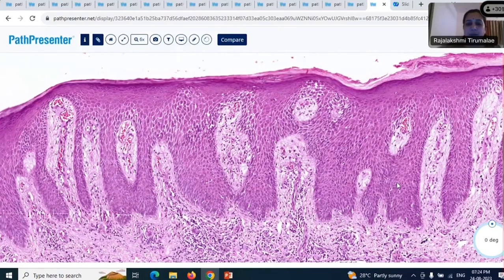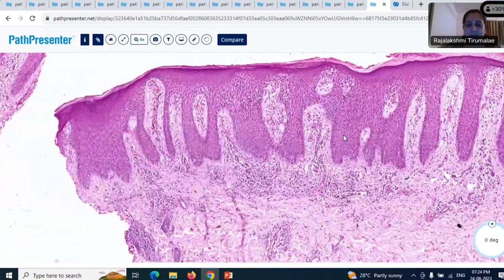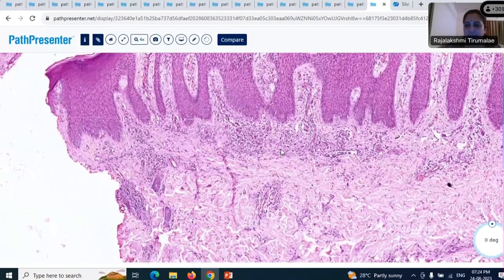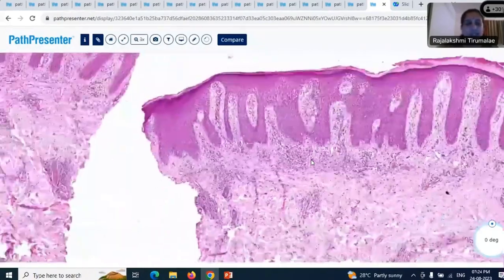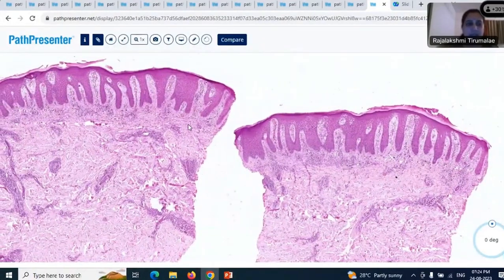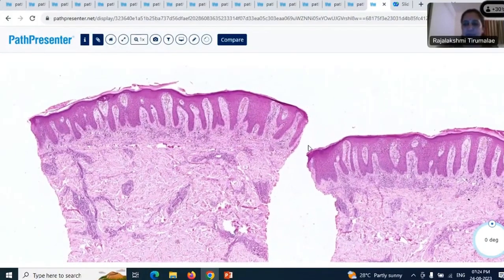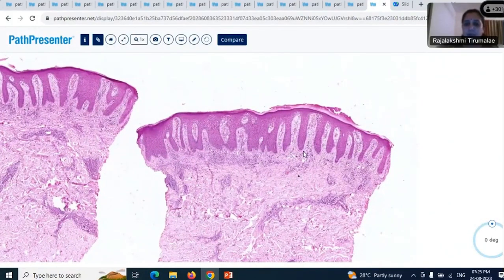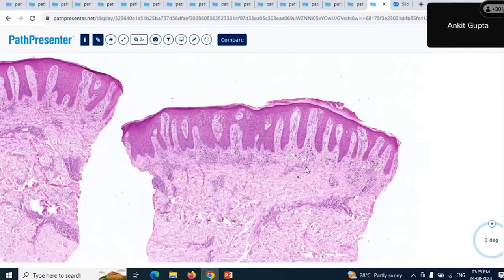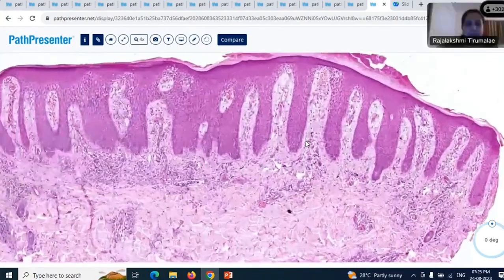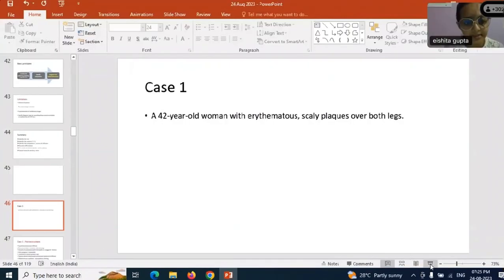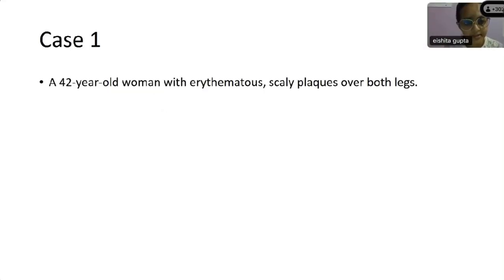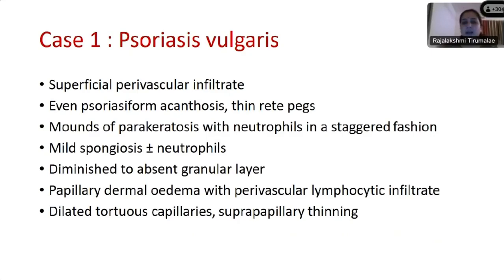And if you look at the dermal infiltrate, you have only lymphocytes. So you don't see any other cells. You don't see neutrophils or eosinophils, right? So the other tissue bit also looks pretty much the same. So what is your diagnosis putting all these findings together? Most likely it can be psoriasis. Yes, so you're very right. So this is a case of classic psoriasis vulgaris.